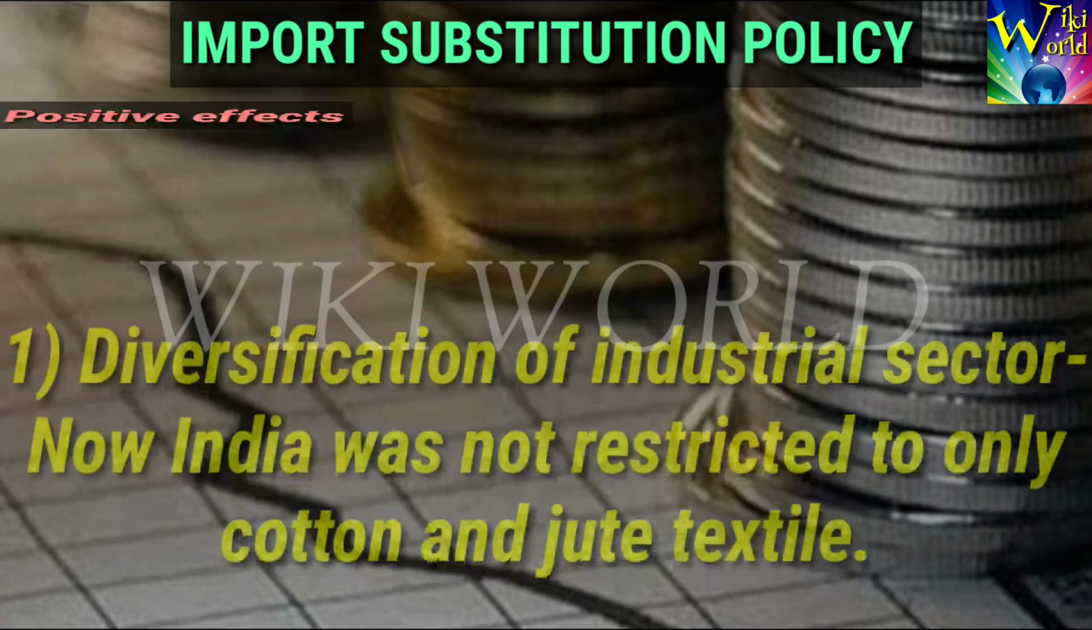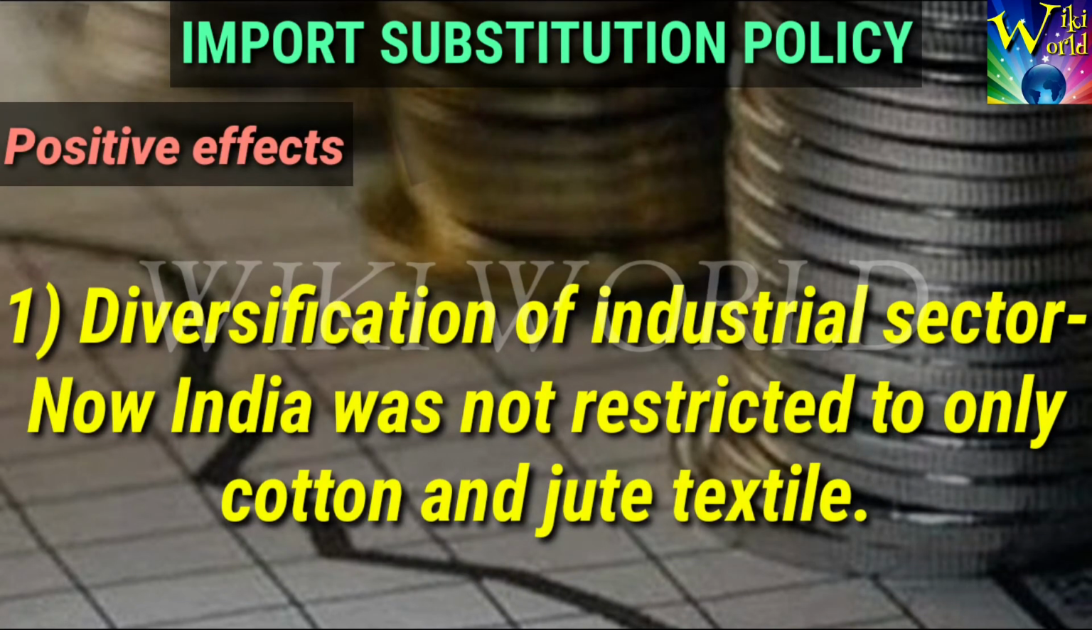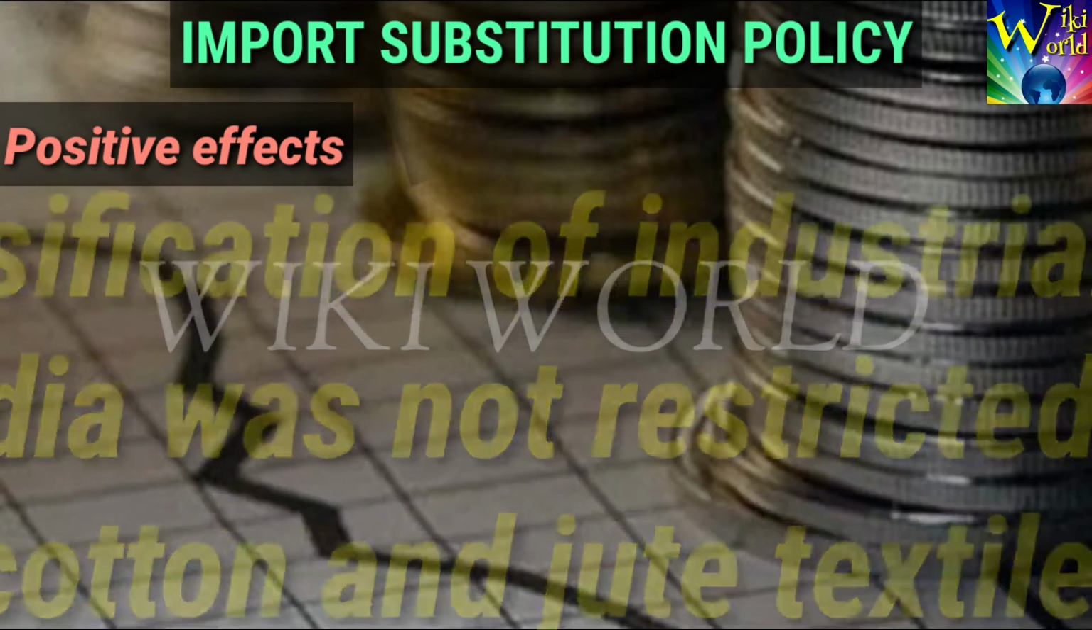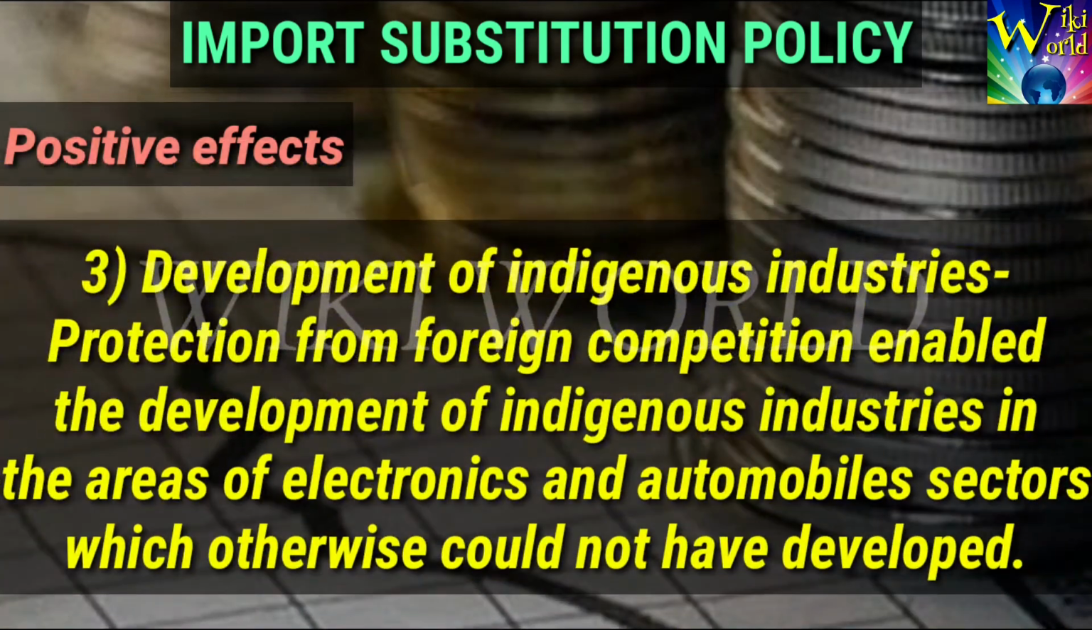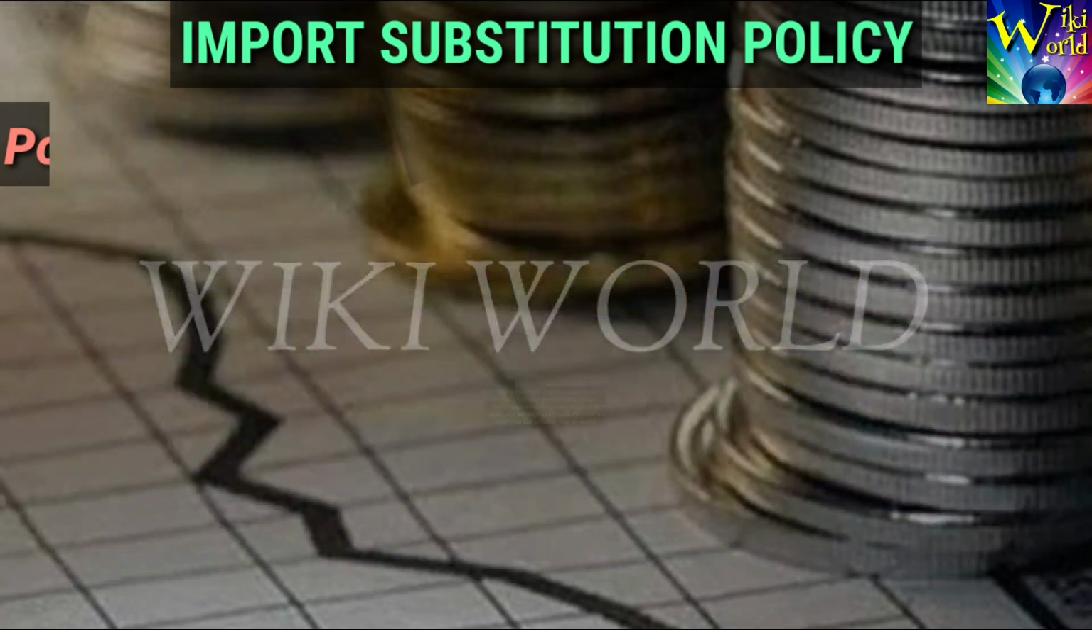Positive effects. Diversification of the industrial sector. Now India was not restricted to only cotton and jute textiles. Second, promotion of small-scale industries. The promotion of small-scale industries, this is SSI, gave opportunities to those people who did not have the capital to start large firms to get into business. Third, development of indigenous industries. Protection from foreign competition enabled the development of indigenous industries in the areas of electronics and the automobile sector which otherwise could not have developed.